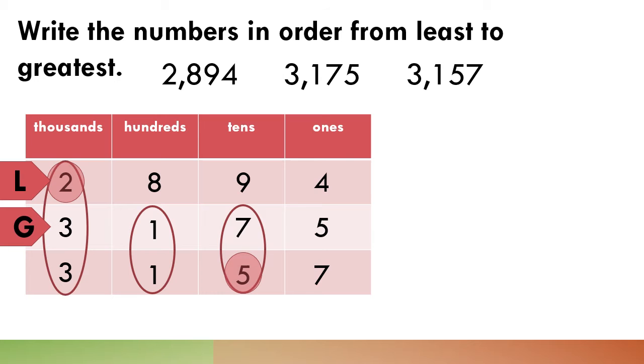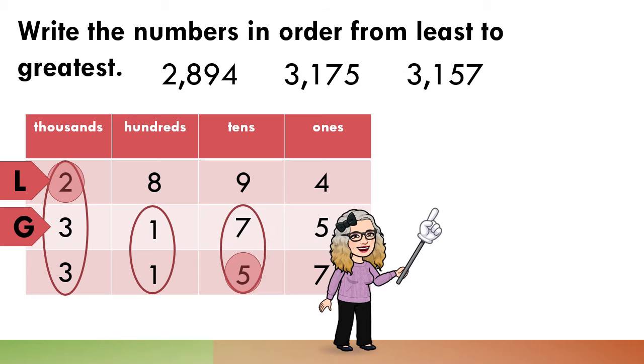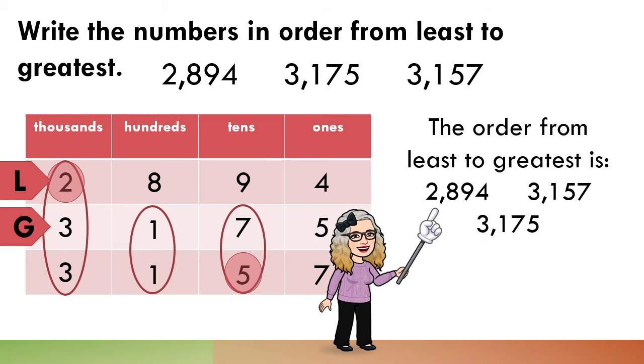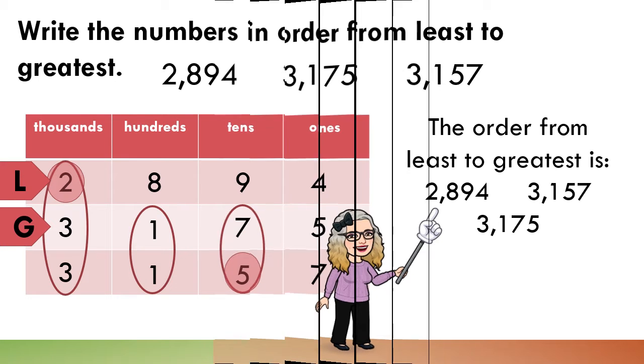So after we use our chart to compare, we can order our numbers now and say that the order from least to greatest is 2,894, 3,157, and 3,175. Remember to write your numbers far apart from one another so it doesn't look like one giant number.